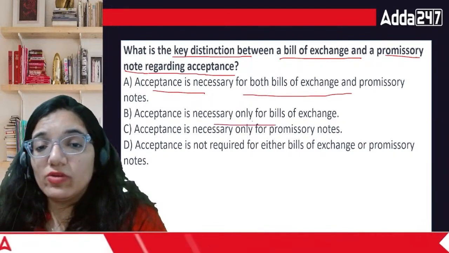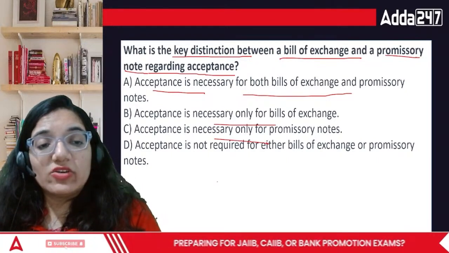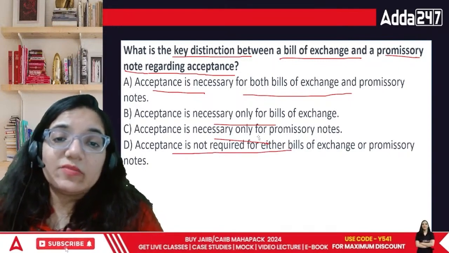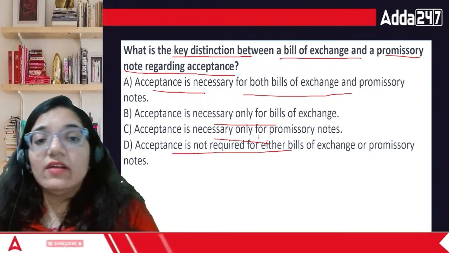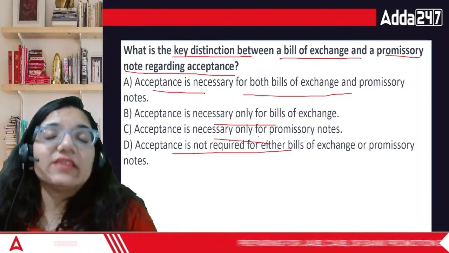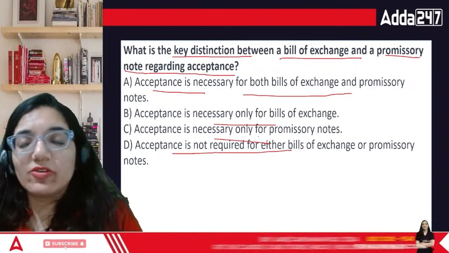Acceptance is necessary only for bills of exchange, or necessary only for promissory notes, or acceptance is not required. Acceptance means the particular person to whom it is given has to agree, that yes, I am supposed to pay you this much amount of money after this much amount of time.